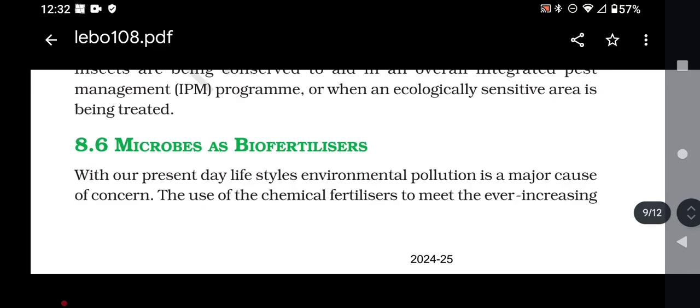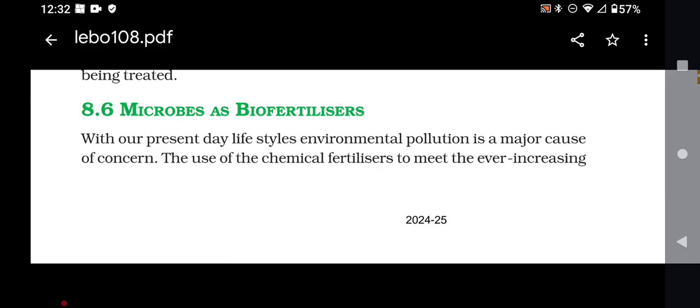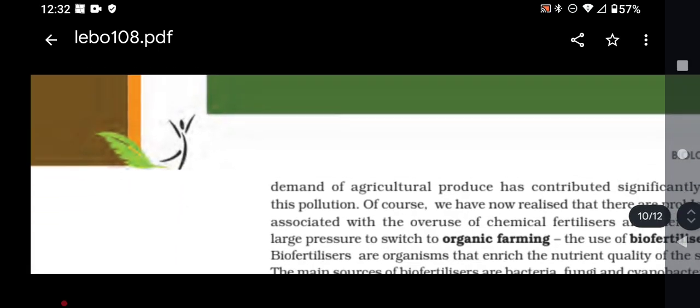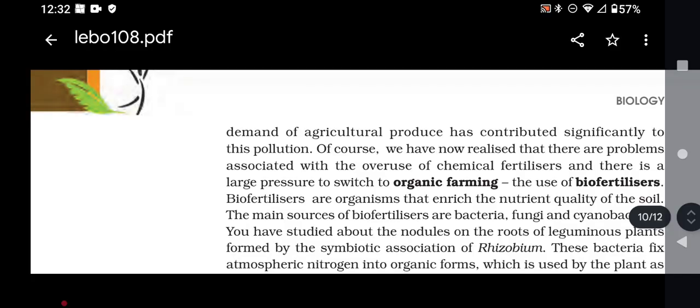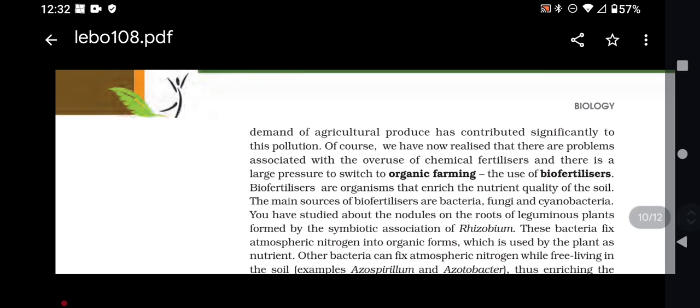Microbes as biofertilizers. With our present lifestyles, environmental pollution is a major cause of concern. The use of chemical fertilizers to meet the ever-increasing demand of agriculture produce has contributed significantly to this pollution. Of course, we have now realized that there are problems associated with the overuse of chemical fertilizers, and there is a large pressure to switch to organic farming. The use of biofertilizers. Biofertilizers are organisms that enrich the nutrient quality of the soil. The main source of biofertilizers are bacteria, fungi, and cyanobacteria.